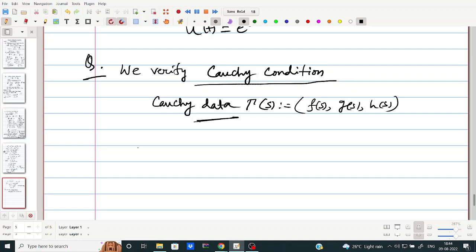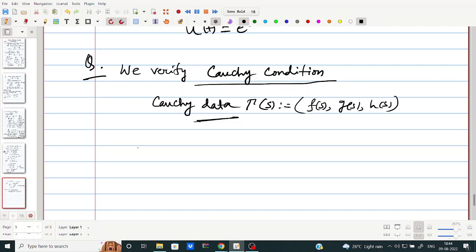Anyone of you, Sharmila or Soikat? Cauchy condition. What is the question? His question is how to verify Cauchy condition. I don't know this thing. We verify Cauchy condition. Cauchy condition is what? I guess that is the same as Cauchy data. I'm just guessing that it's the same as Cauchy data.